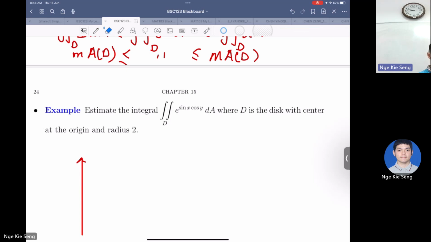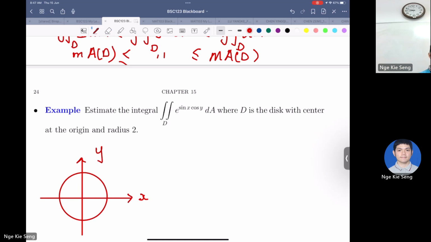Always when you get this question, the first thing you do is try and draw the domain. If you don't draw the domain, you have almost failed. You need to draw the domain. It's radius 2.